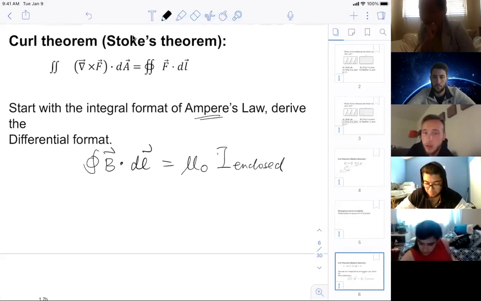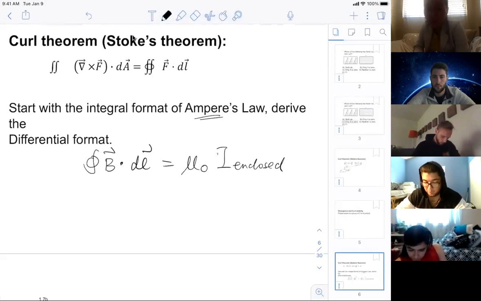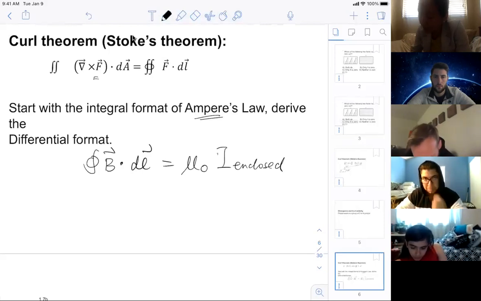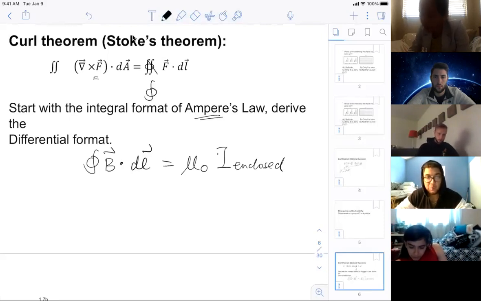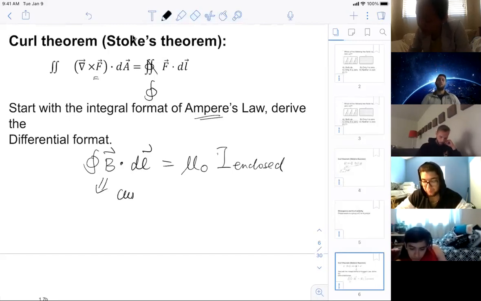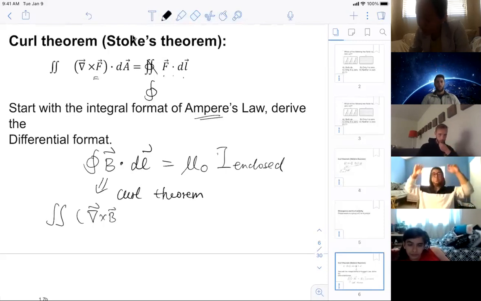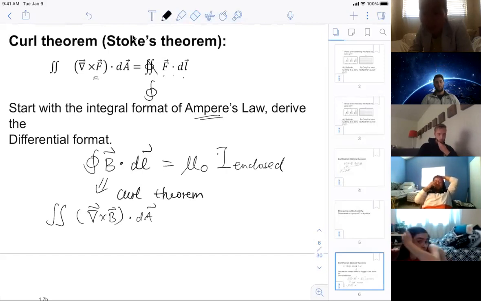Okay, let's take a look at this together. Because we are asked to use the curl theorem, the first step is you simply treat this F vector as B. Because we are using the curl theorem, the line integration of B dot dl can be rewritten using the curl of B dot dA. So that is the left-hand side. Do you guys get that part? Yes?